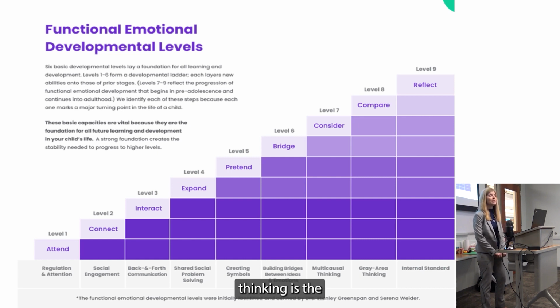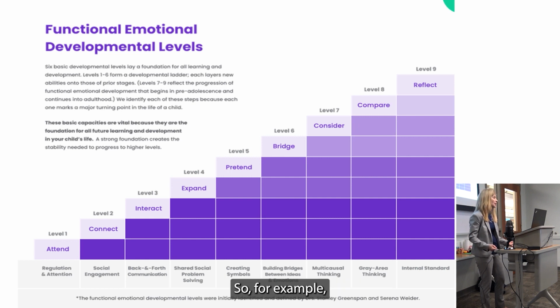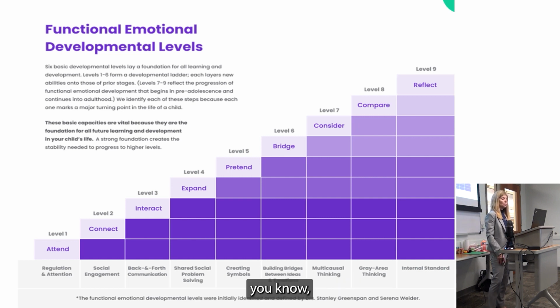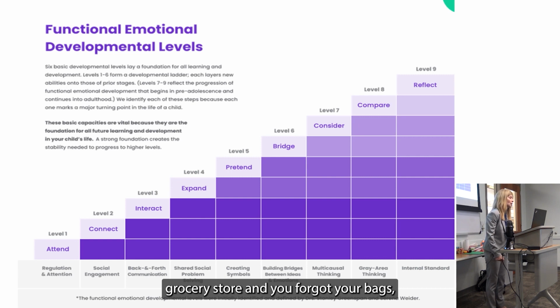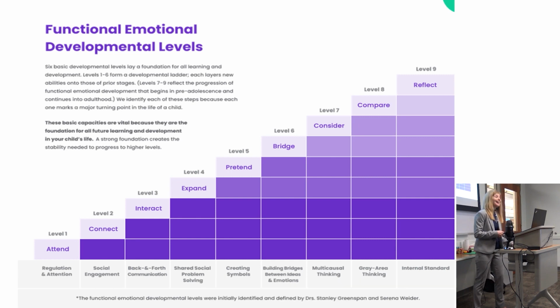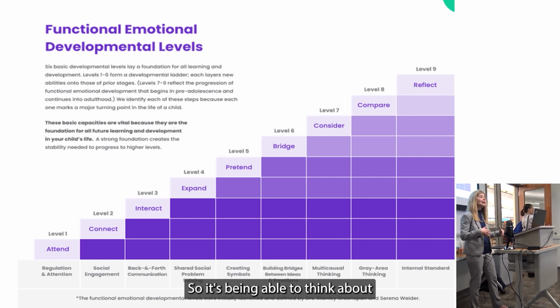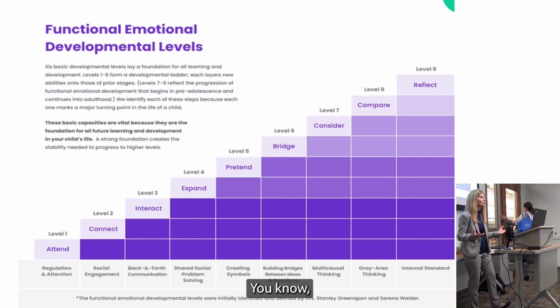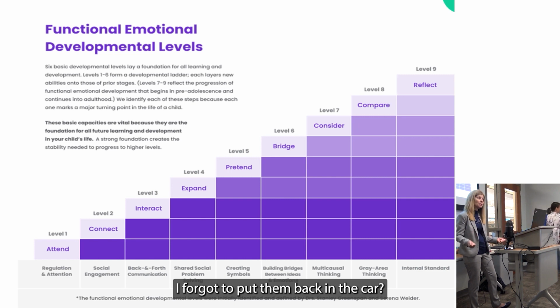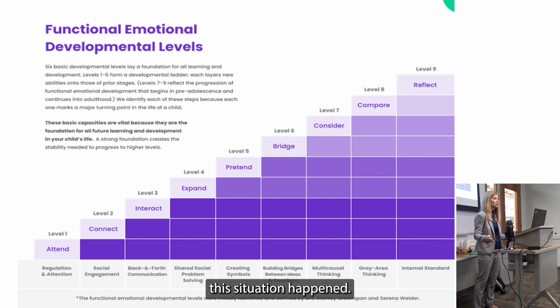So multi-causal thinking is the ability to think of more than one reason for something. So for example, say you get to the grocery store and you forgot your bags, and then you go back to your car and you realize, oh no, someone took the bags. So it's to be able to think about why that happened. Was it just that I forgot to put them back in the car? Did I switch cars? And to think of more than one reason why this situation happened. So again, just thinking about these everyday examples.